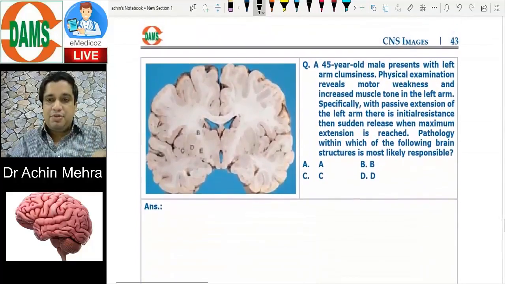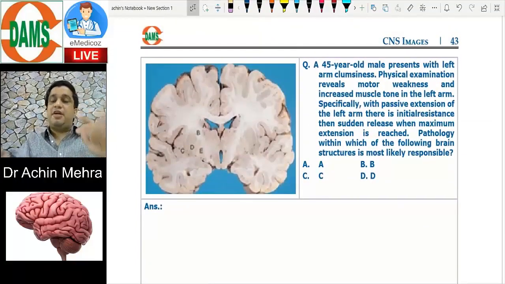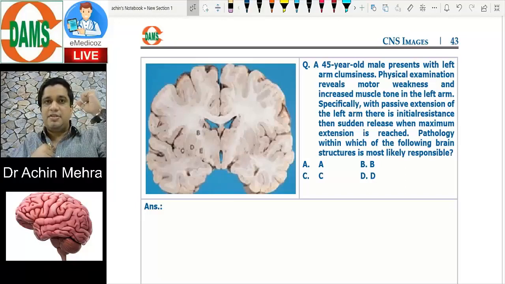Now another simple question. A 45-year-old male presents with left arm clumsiness. Physical examination reveals a motor weakness with increased tone of the left arm. Specifically, with passive extension of the left arm, there is initial resistance, then a sudden release when maximum extension is reached. Now looking at these words, what do you find? I'll repeat it again. On passive extension of the left arm, there is initial resistance and sudden release when the maximum extension is reached.